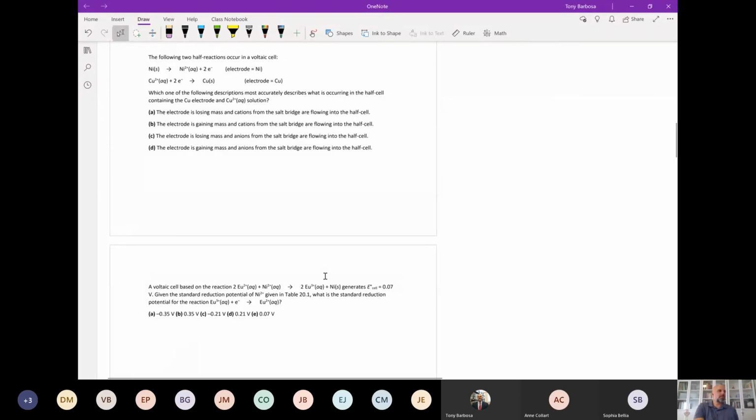Okay, so let's do a quick problem here, to see if everybody understands what's going on. It says the following two half reactions occur in a voltaic cell. We have nickel as a solid converted to nickel 2 plus ion plus 2 electrons, and then copper 2 plus plus 2 electrons is converted to copper as a solid. Which of the following descriptions most accurately describes what is occurring in the half cell containing the copper electrode and the copper 2 plus aqueous solution? So think about that. What do you think the answer is going to be?